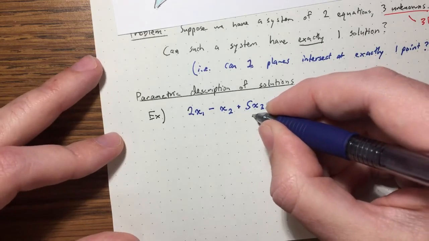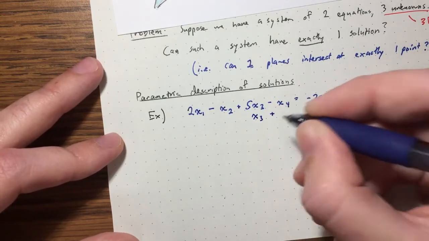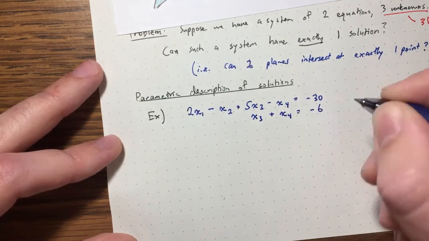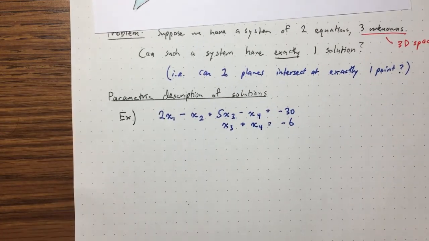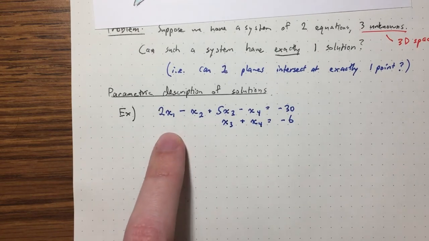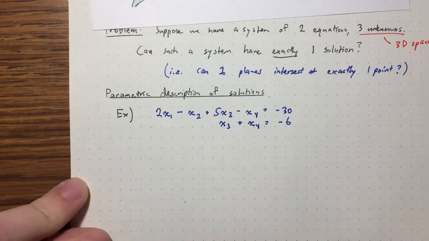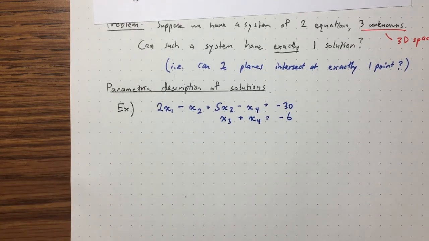And then my second equation, I'll put a really nice one. x3 plus x4 equals negative 6. So there's my system of equations. And notice that, yes, this is a system with 4 variables, but 2 of the variables have already been eliminated from the second equation.